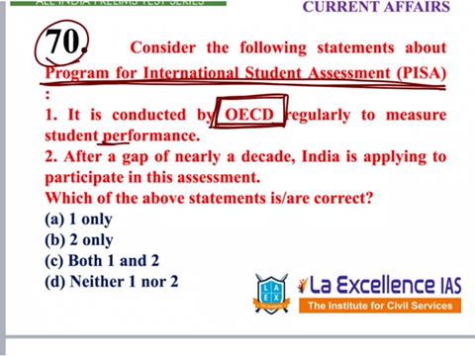Next, after a gap of nearly a decade, India is applying to participate in this assessment. If it is correct, we should be following this news carefully because after a decade we are applying for this. Here in this question, both are correct. Answer is C, both 1 and 2. This is the factual question. We should be knowing both the options.